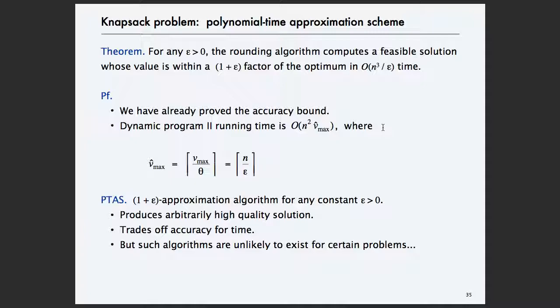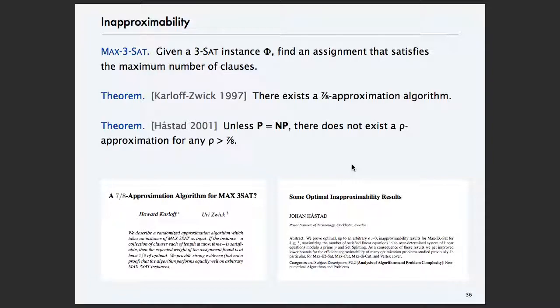We have a really cool thing, which is that I am within a factor of 1 plus epsilon of the optimal. So I can take something that wasn't polynomial and make it polynomial as long as I don't have to be optimal. I can produce arbitrarily high quality solutions, trading accuracy for time, which is really cool.